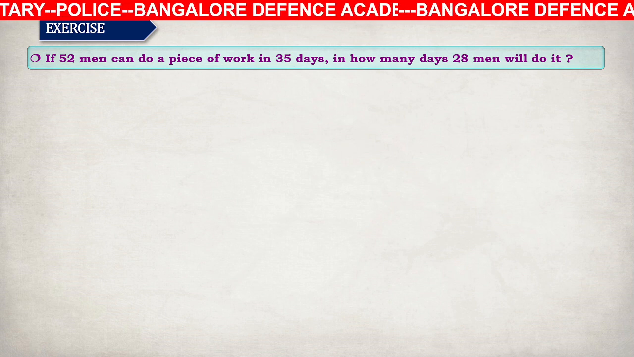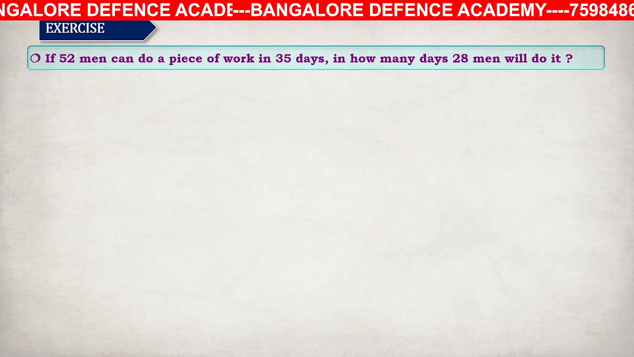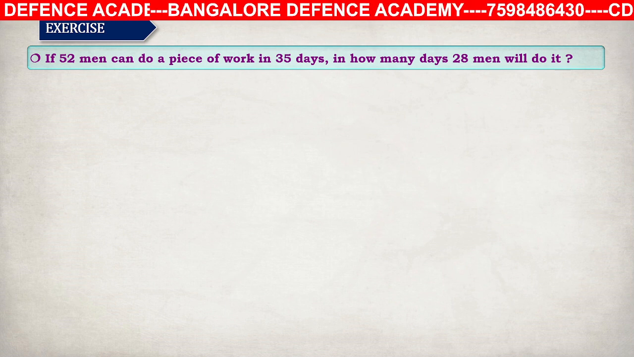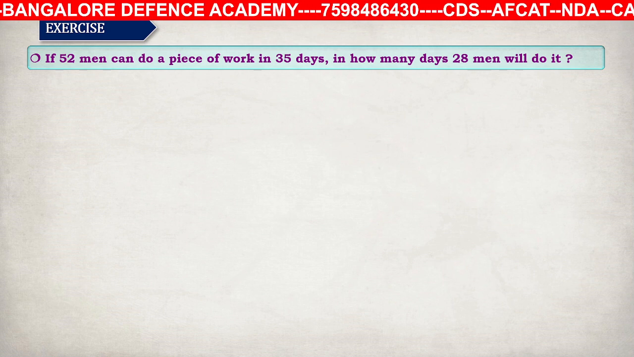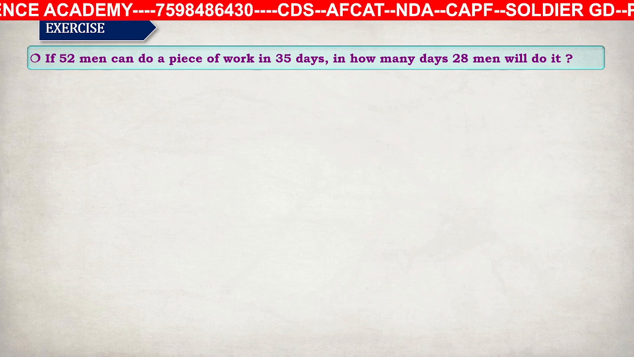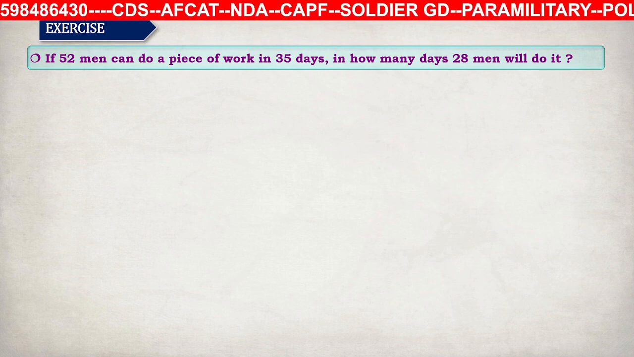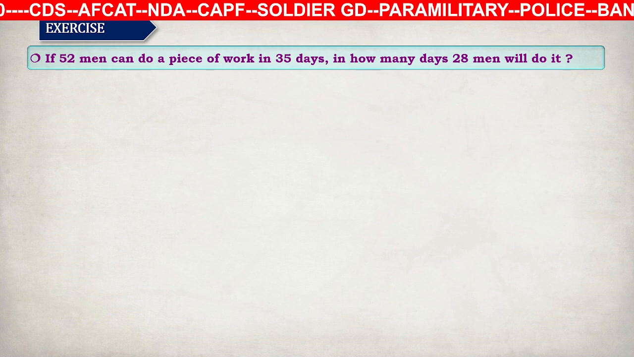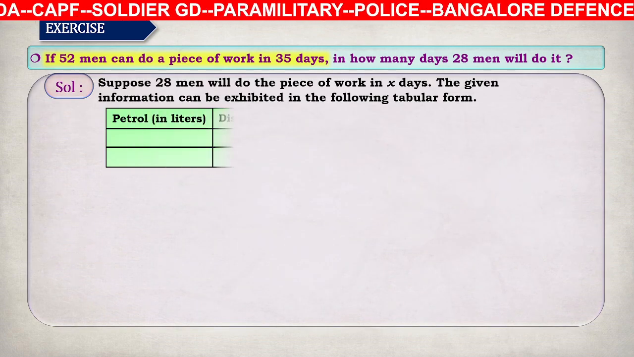Next, let us try to do an application of time and work. If 52 men can do a piece of work in 35 days, in how many days 28 men will do it? So look at this question carefully. The number of men, initially we have 52, and now the number of men is decreased, it is 28. So you have to tell me the days will be increased or decreased. Definitely the number of days will be more. So now I am going to compare two things, that is the men and the number of days.